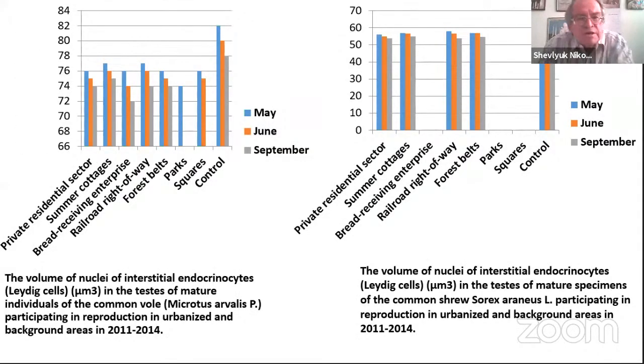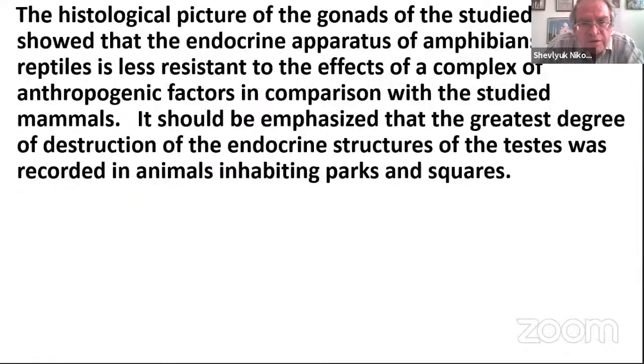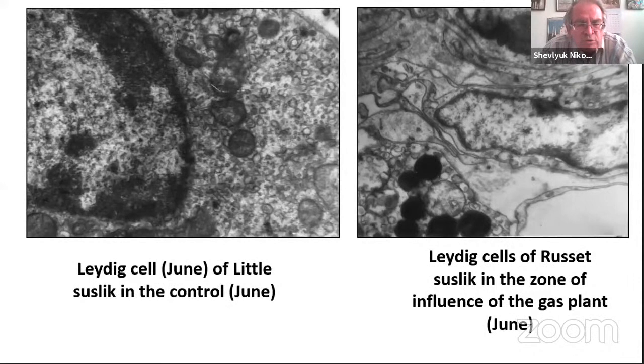This slide shows the volume of the nucleus of Leydig cells. The volume of the nucleus is one of the factors that show the secretory activity of Leydig cells. Leydig cells produce androgens, and androgens are produced in the following structures of Leydig cells. At first, the agranular endoplasmic reticulum, where steroid production begins. Next, in the mitochondria, we begin this process, and from the mitochondria lipid droplets are formed.